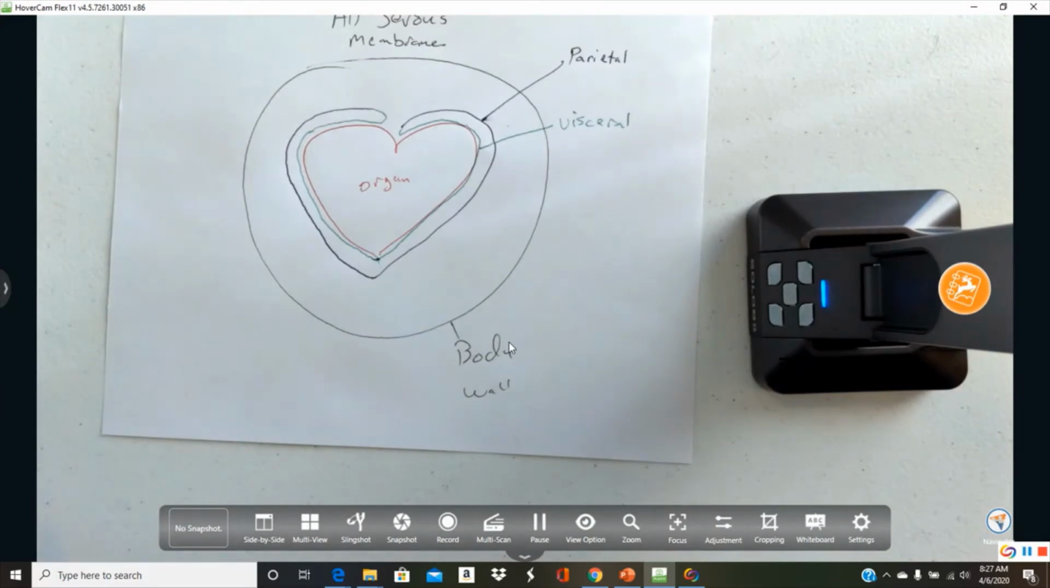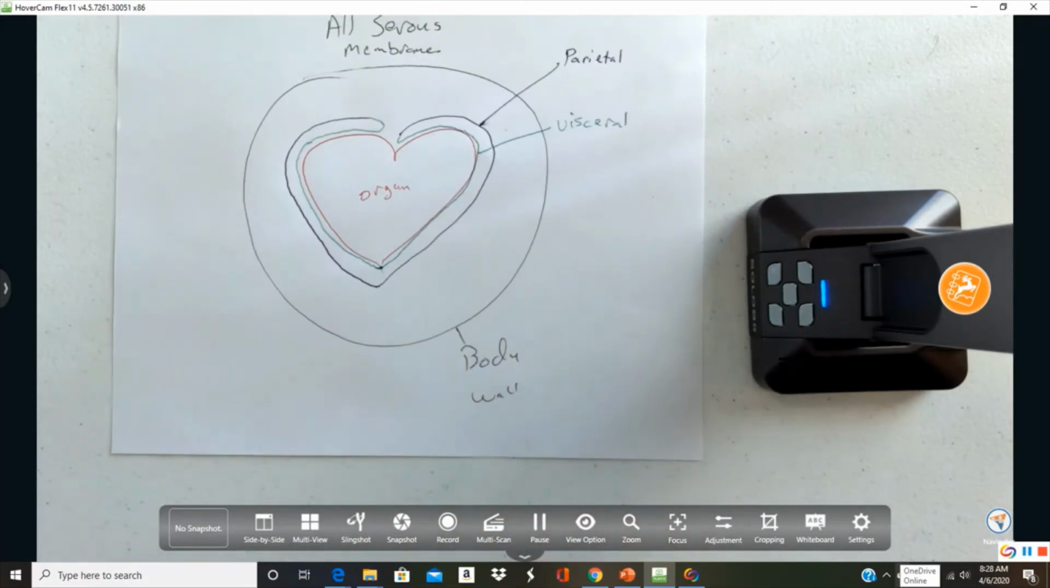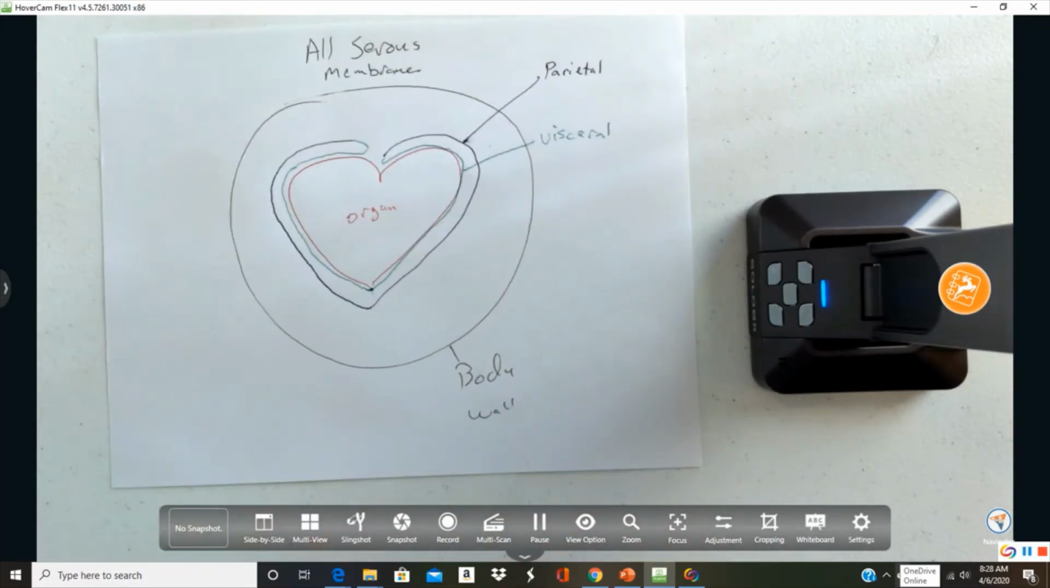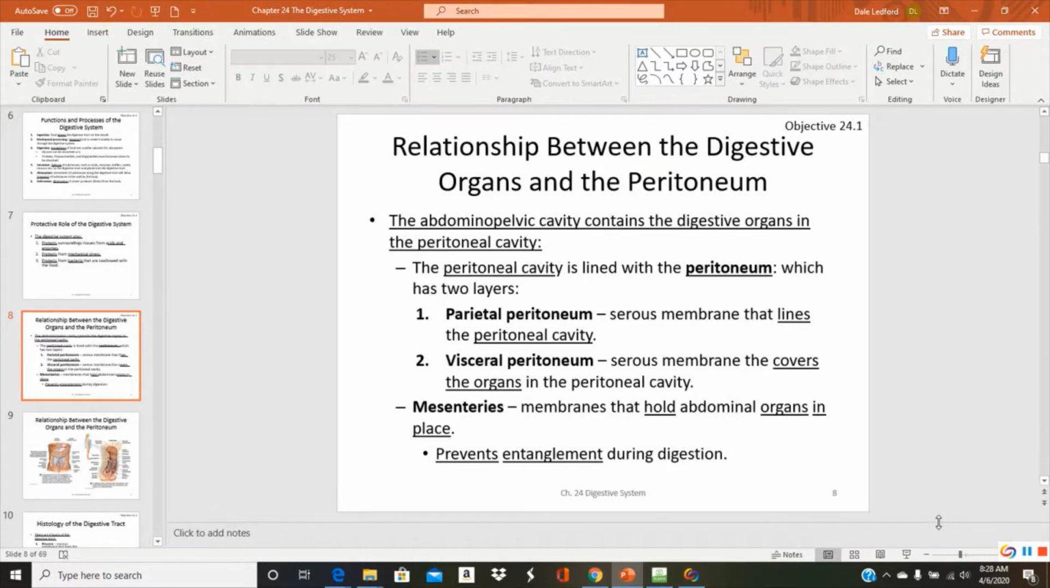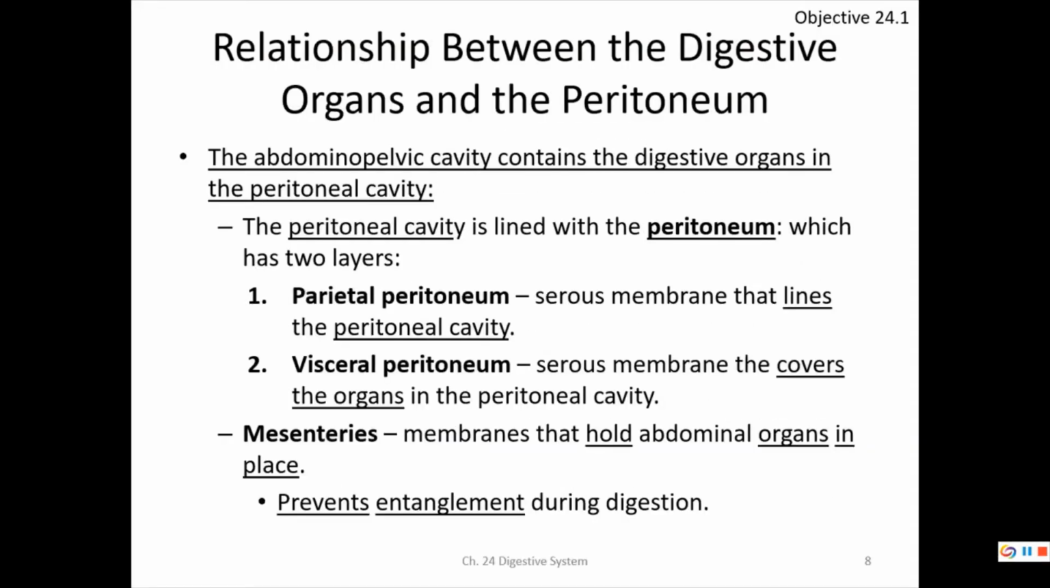Now, in this case, this is peritoneum, so we're in the peritoneal cavity. There is a visceral peritoneum and a parietal peritoneum that you will see associated in the digestive tract. So the abdominopelvic cavity, which has this peritoneum, has a parietal layer that actually lines the inside of the cavity. So it's actually fused to the inside of the abdomen. Then the visceral peritoneum covers the organs.